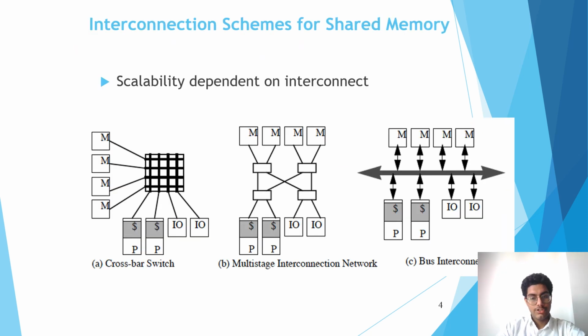What are the interconnection schemes for shared memory? The scalability is dependent on the interconnect. There are multiple processors and input output devices, and multiple memories here. First, there is the crossbar switch, which is connected like a switch. In the multi-stage interconnection network, we can see that it is a bit more complex. Many are interconnected to each other, and processors are connected to the input output as well. As we can see, the input output goes through multiple stages, so this is called a multi-stage interconnection network.